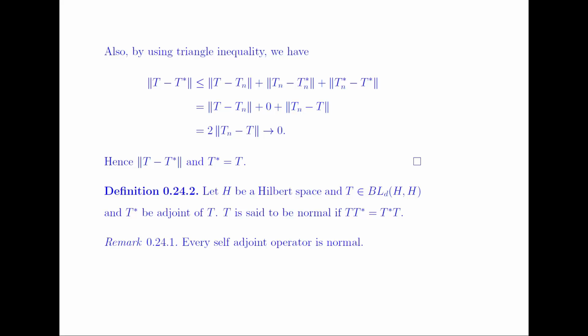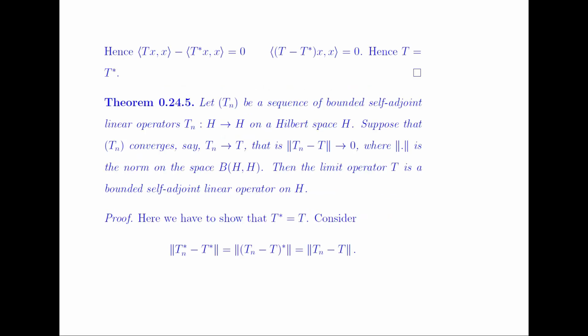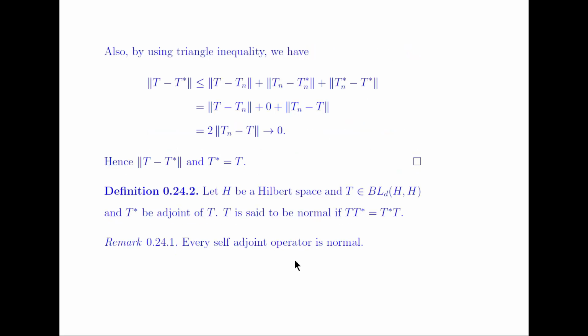Clear? So now using this, this becomes equal to 2 times the norm of Tn minus T, and it is already given that Tn converges to T, so this converges to 0. So hence T star is equal to T. So T is self-adjoint.